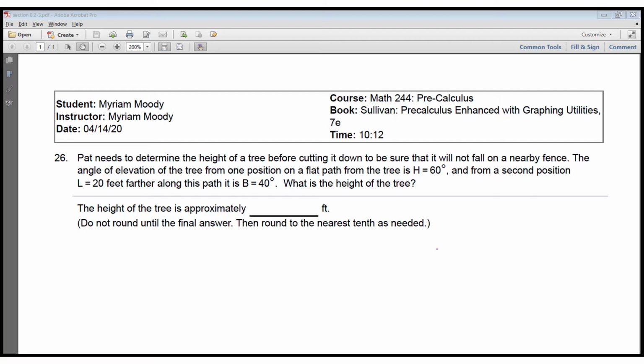The angle of elevation of the tree from one position on a flat path from the tree is 60 degrees. And from a second position that's 20 feet farther along the path, the angle is 40 degrees. And now they want to know the height of this tree. Okay, so I don't know about you, but I need a picture, because if I don't have a picture, I'm not sure what this is looking like.